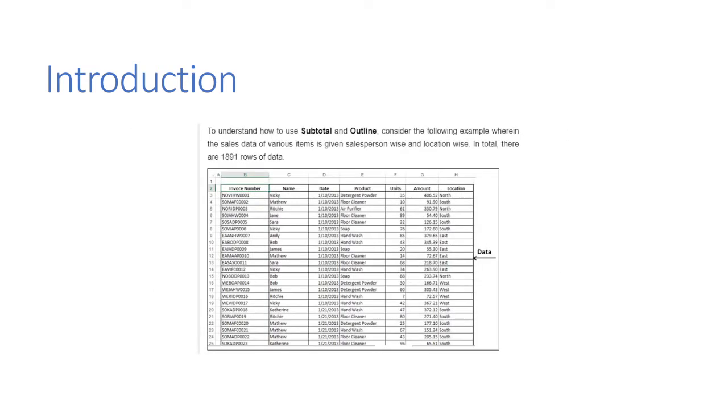To understand how to use subtotal and outline, consider the following example wherein the sales data for various items is given, salesperson-wise and location-wise. In total, there are 1,891 rows of data. So here's our data. We have invoice number, name, date, product, units, amount, and location. So these are the columns.